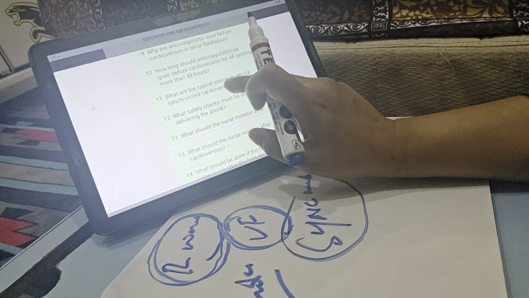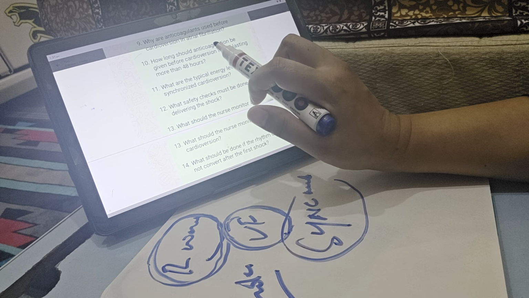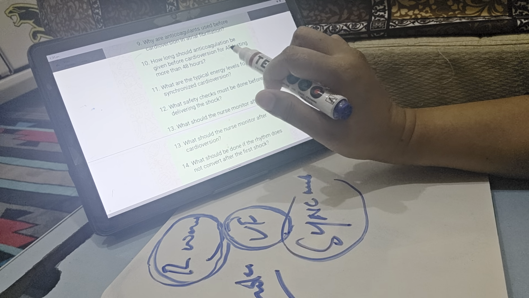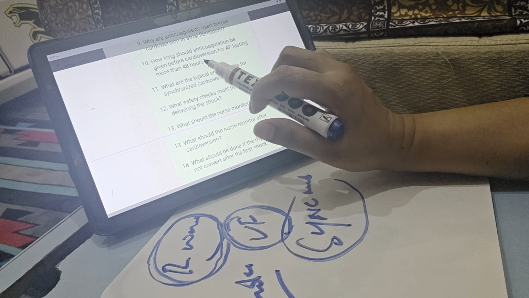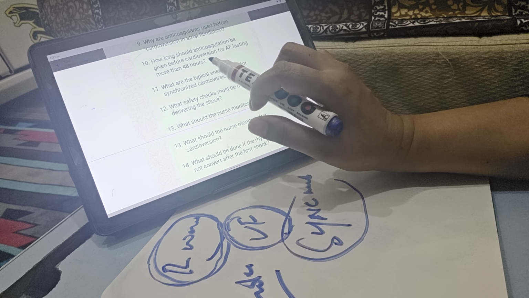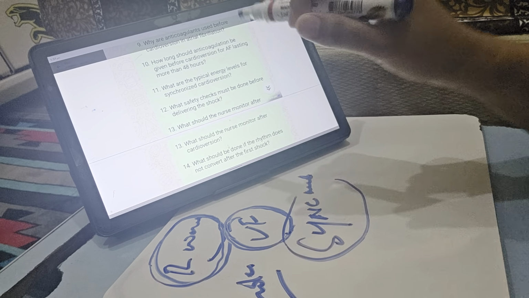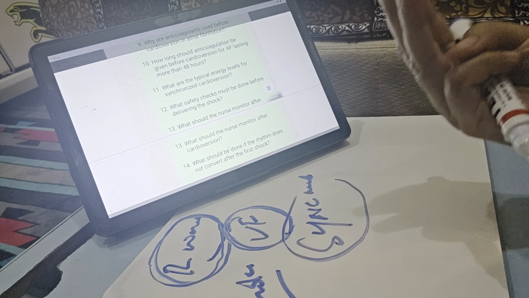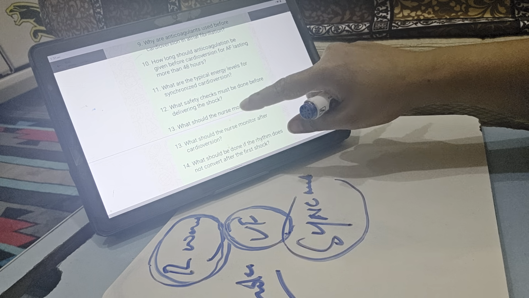Flashcard number 10. How long should anticoagulation be given before cardioversion for atrial fibrillation lasting more than 48 hours? If the patient has atrial fibrillation for more than 48 hours, we give at least 3 weeks of anticoagulation before cardioversion, to prevent stroke.